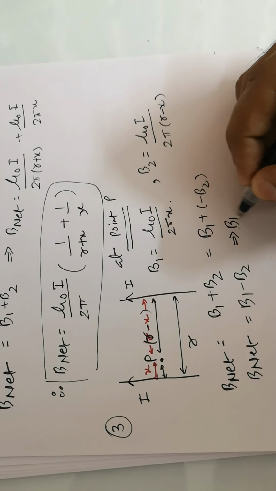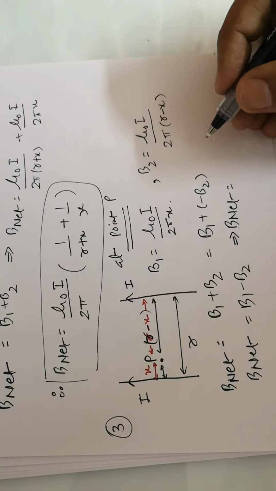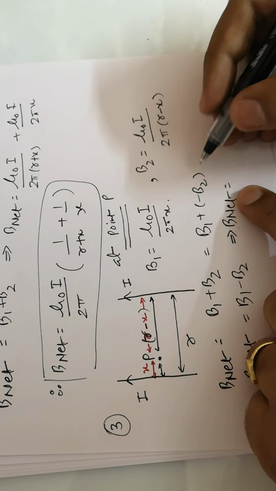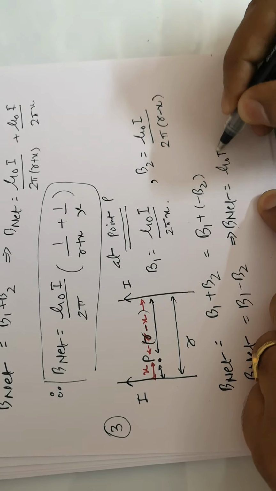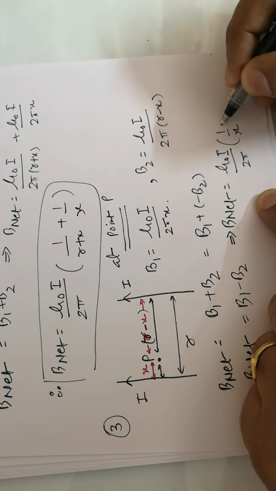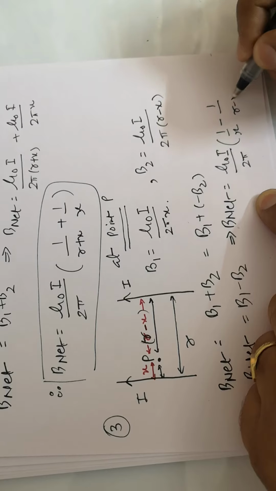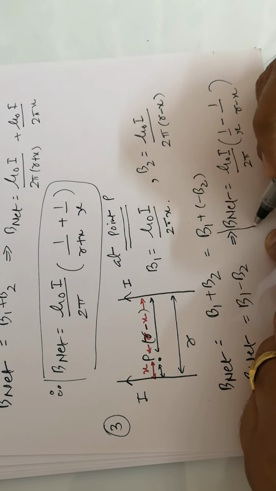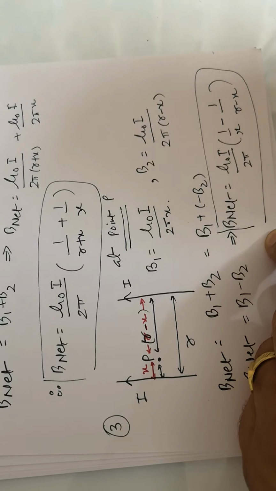Thus my value of B of net, I am just bringing all those common things out directly. So mu 0 I divided by 2 pi is common, times 1 upon X minus 1 upon R minus X. So this is the equation of your net magnetic field.